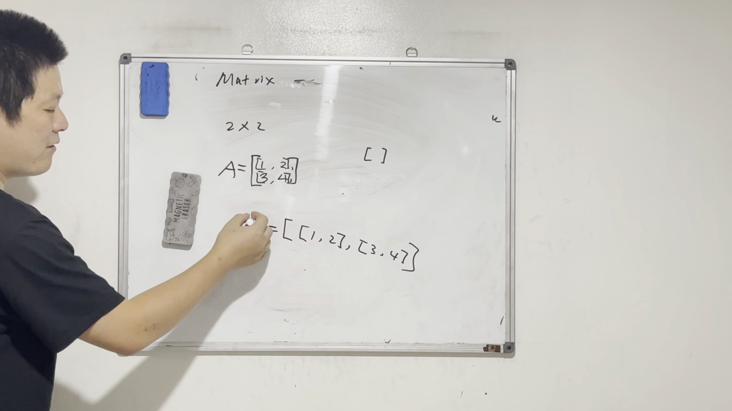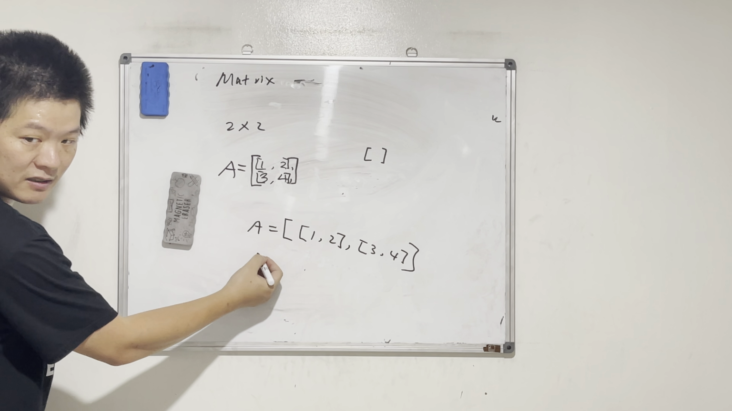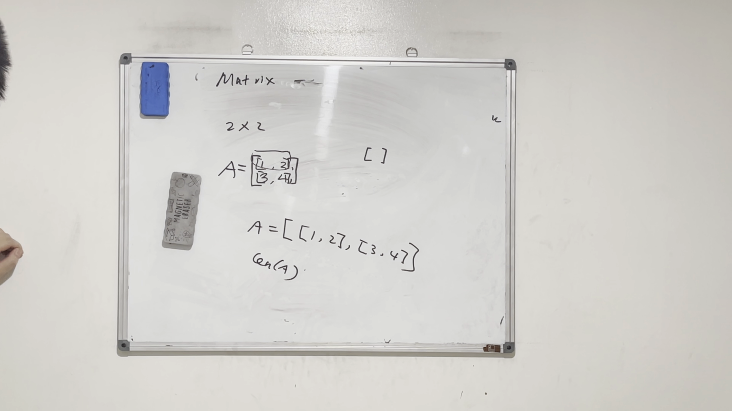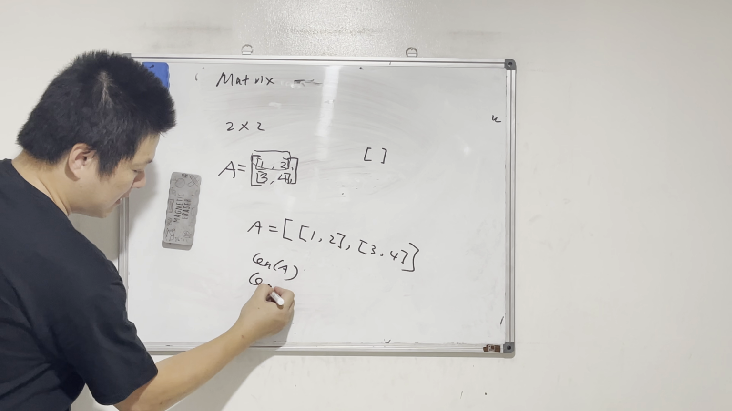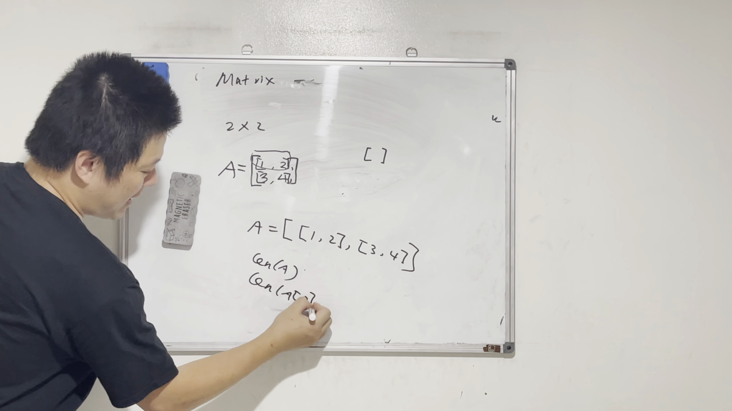So how can we get the number of rows of A? Length of A. Well done. And how can we get the number of columns in A? Length of A[0]. Very well done.